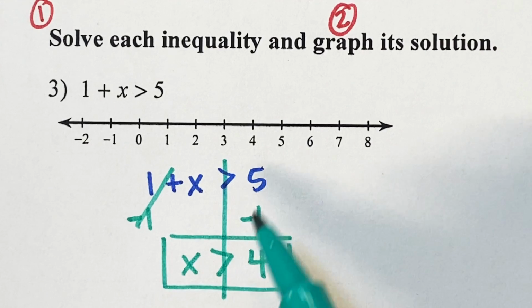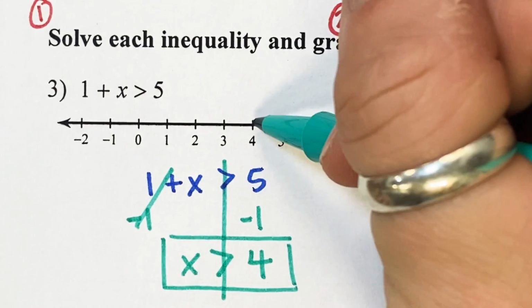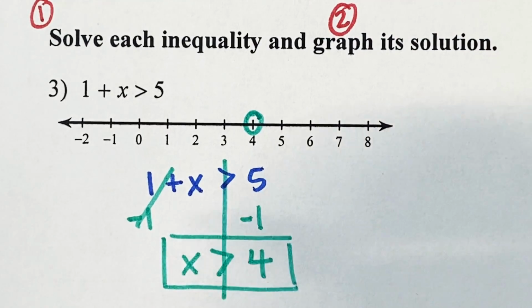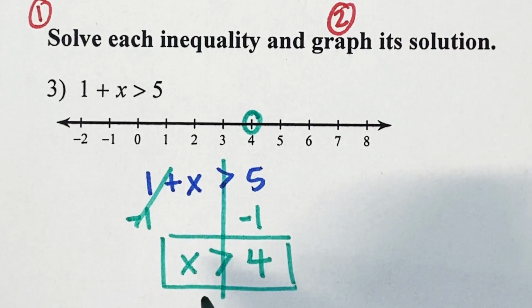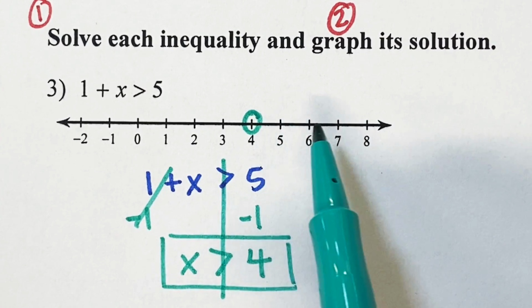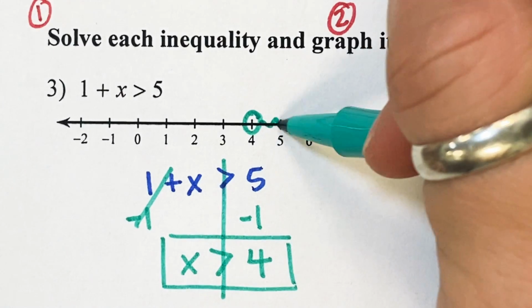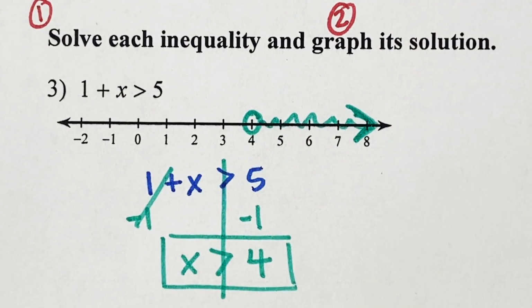Is it going to be an open or a closed point? Looking at the sign, that one's going to be an open point because there's no "or equal to" on it. And now the last thing is, which way do we need to shade? If this is saying x is greater than, where are my numbers getting bigger? They're getting bigger to the right. So we shade to the right.